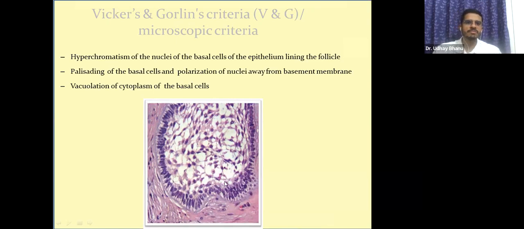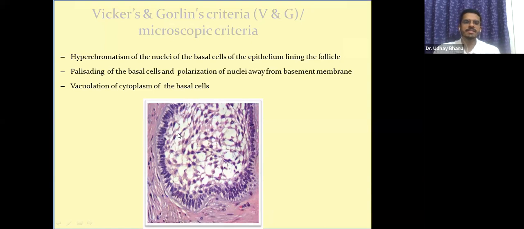After this, you will also find that the cells appear palisaded. By palisaded, you mean that it looks like a fence. If you have observed a picket fence, you'll see that each of the sticks are aligned parallel to one another. So you'll see that the cells are arranged parallel to one another and perpendicular to a basal lamina. This arrangement is called a palisaded arrangement.